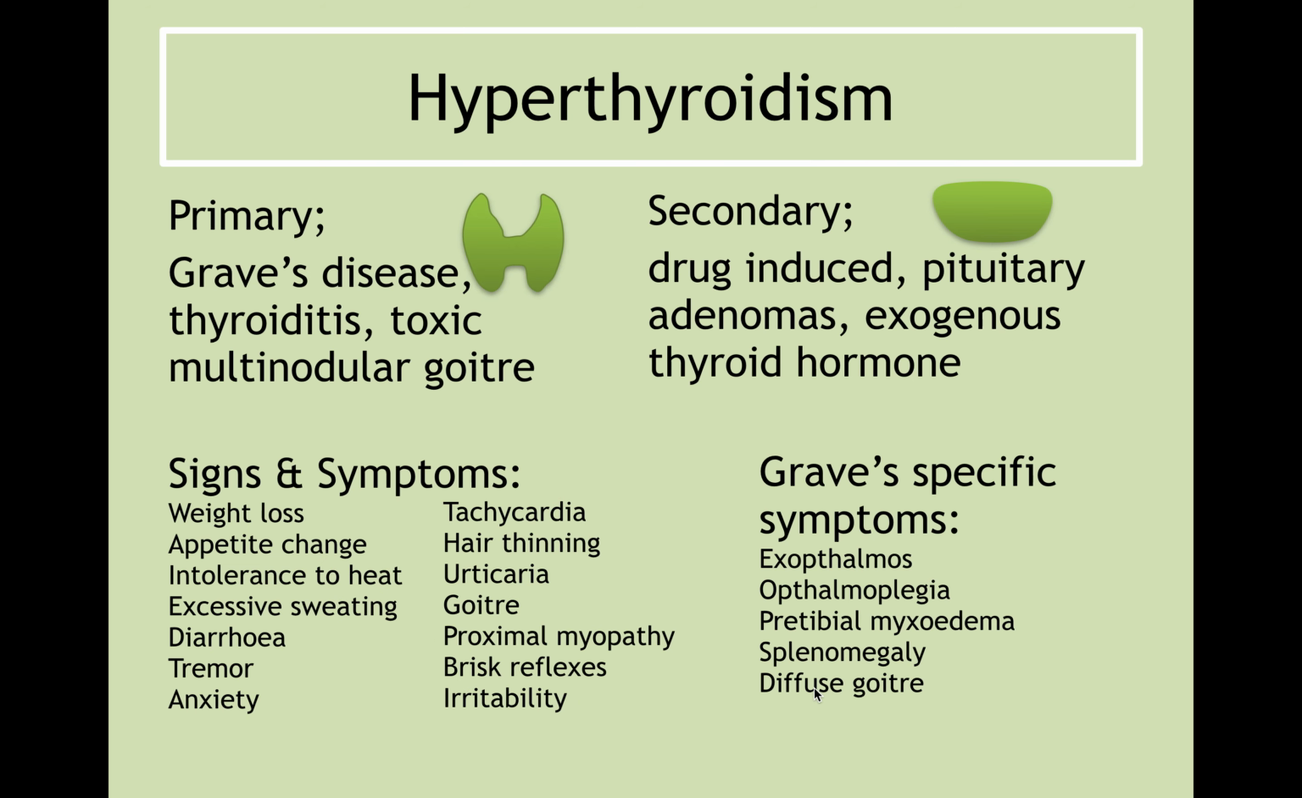So hyperthyroidism is where the thyroid is producing too much thyroid hormone. There can be primary causes, which is where there's a problem with the thyroid itself, or secondary causes where the thyroid is being stimulated by too much thyroid stimulating hormone. The types of primary hyperthyroidism include Graves' disease, which is an autoimmune condition. The autoantibodies stimulate the TSH receptor in the thyroid to produce more thyroid hormones.